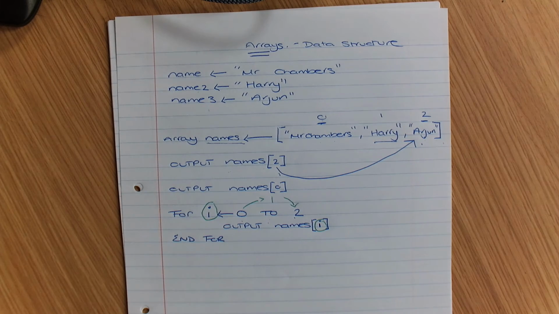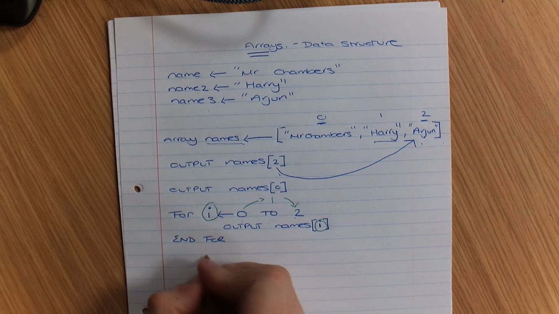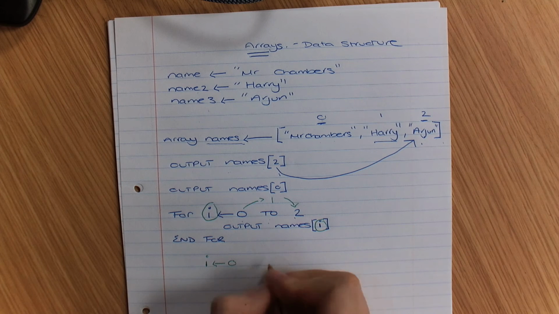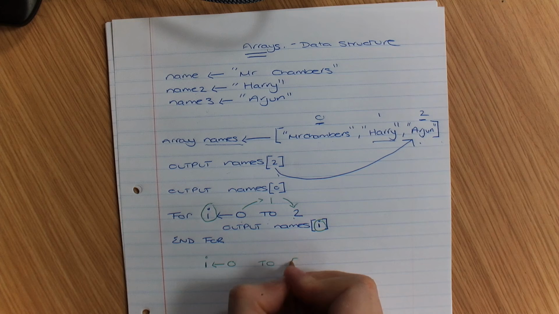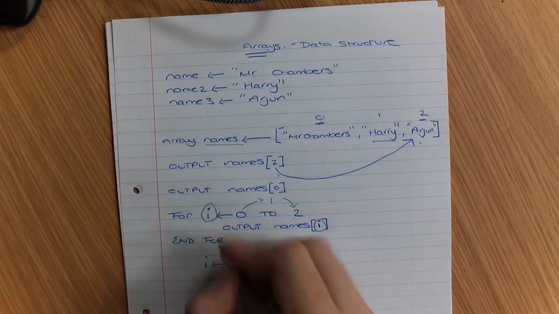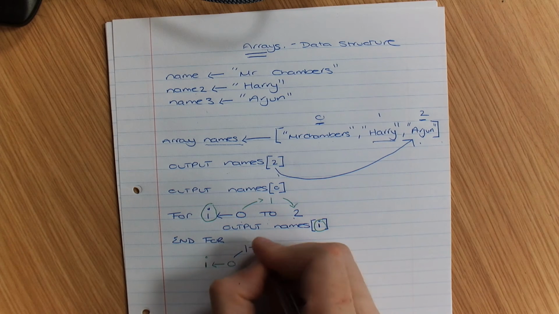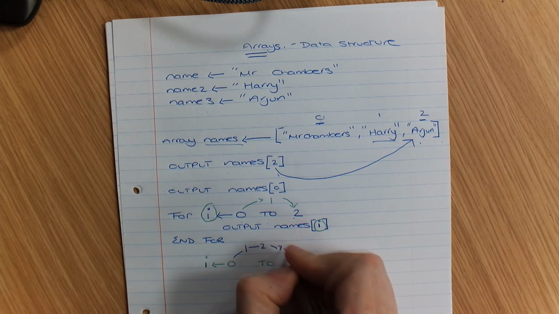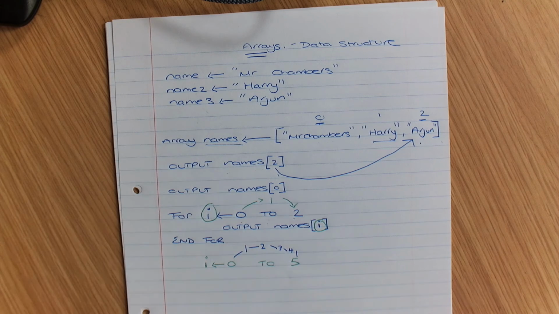Alright? Imagine that went from 0 to 5. I could do I is 0 to 5, and what that would do is go to 1 to 2 to 3 to 4 and then finish at 5. So that's your start point and your finish point basically. Now there's something else you can do that's really cool. You can actually look at the length of the lists.